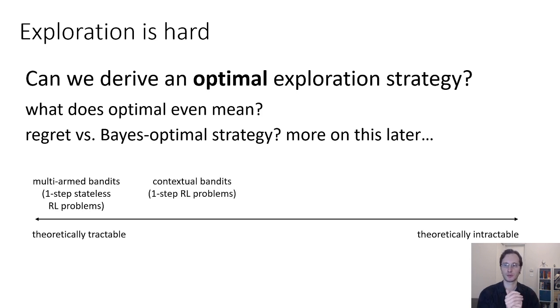Then the next step up are the contextual bandit problems. Contextual bandit problems are just like multi-arm bandits, only they do have a state. So they still only have one time step, you still only take one action. Your action only affects your reward, it does not affect the next state, but you have some context, which is kind of like your state. So ad placement could be one such problem. You observe something about the user, maybe you have a feature vector about the user, and then you have to select which ad to show to that user.